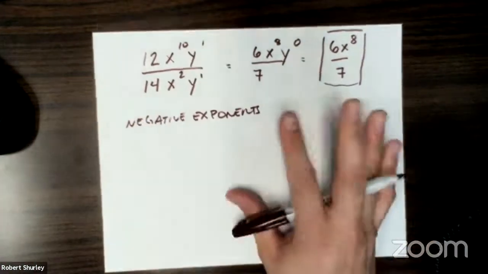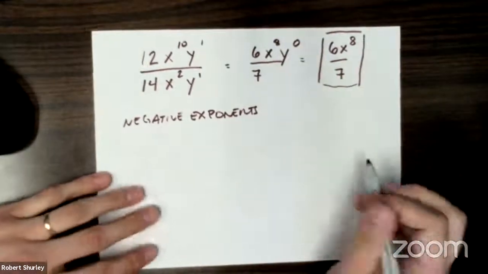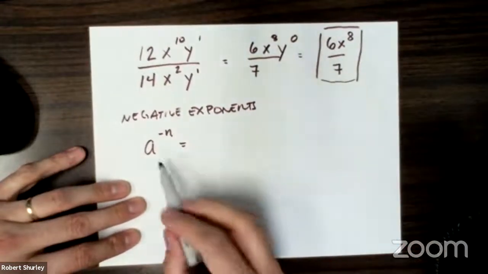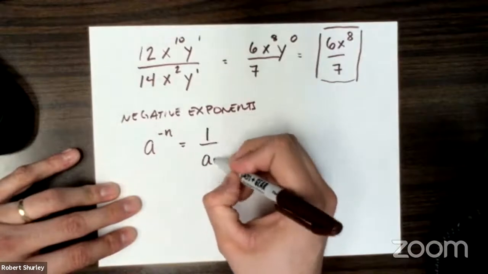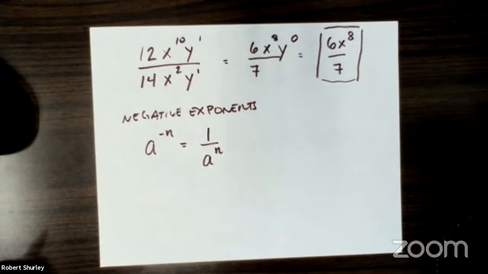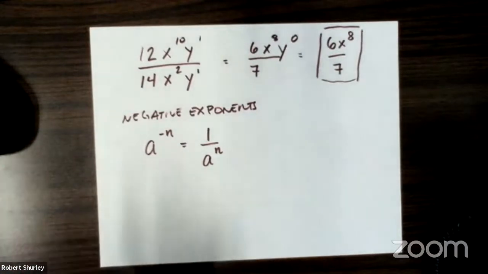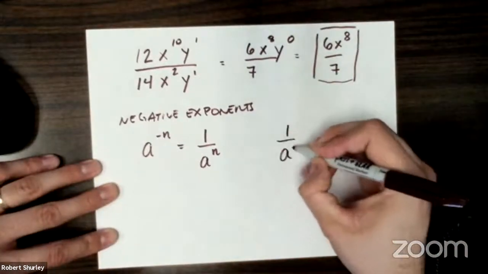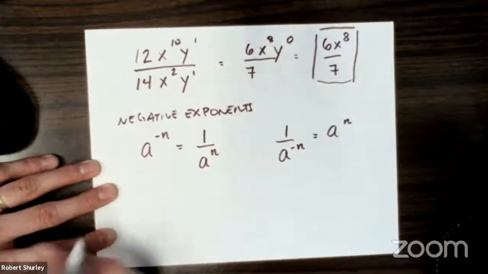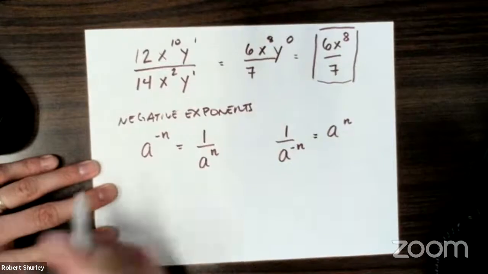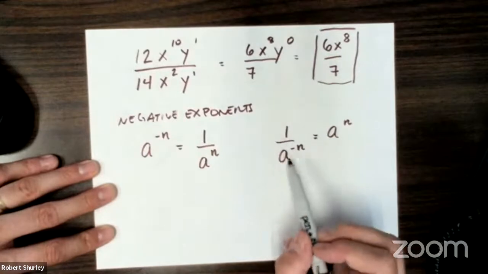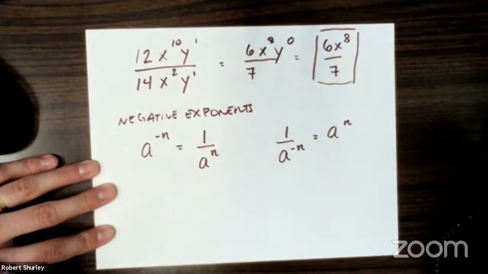So negative exponents. The rule actually looks like this. If you've got anything raised to the negative power, you can move it to the denominator, and it turns positive. Anything raised to the negative power, you just move to the denominator and it becomes positive, and vice versa. If you had anything negative in the denominator, you just move it up and it becomes positive. So any negative exponent, you move to the denominator, it becomes positive, and vice versa. If it was negative in the denominator, pop it up and it becomes positive.